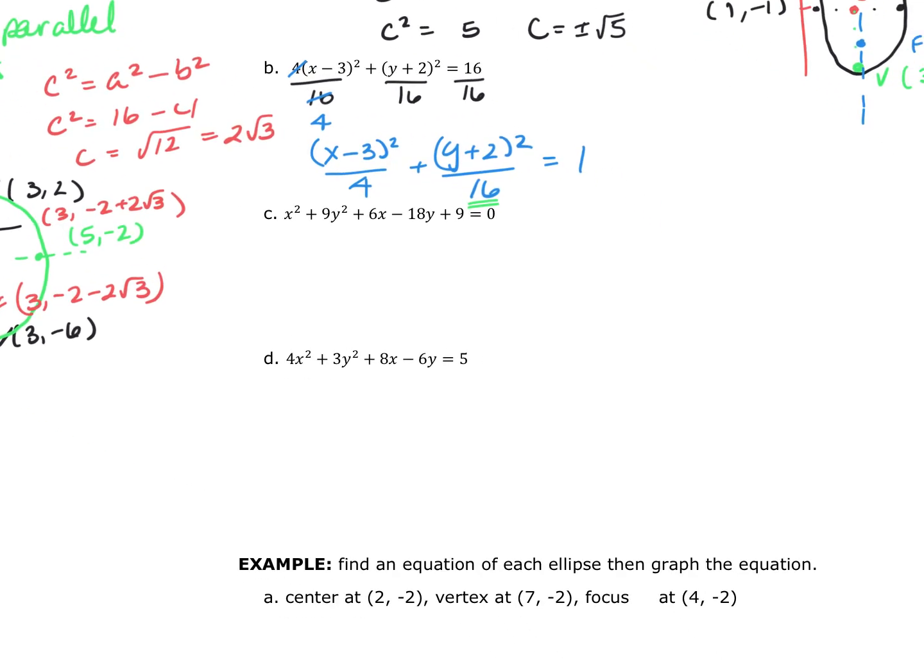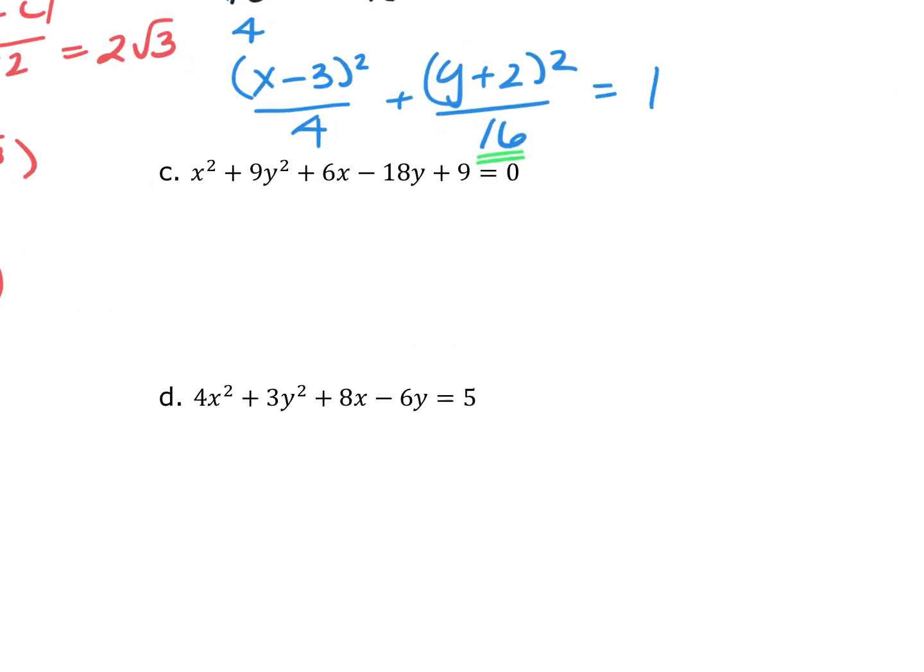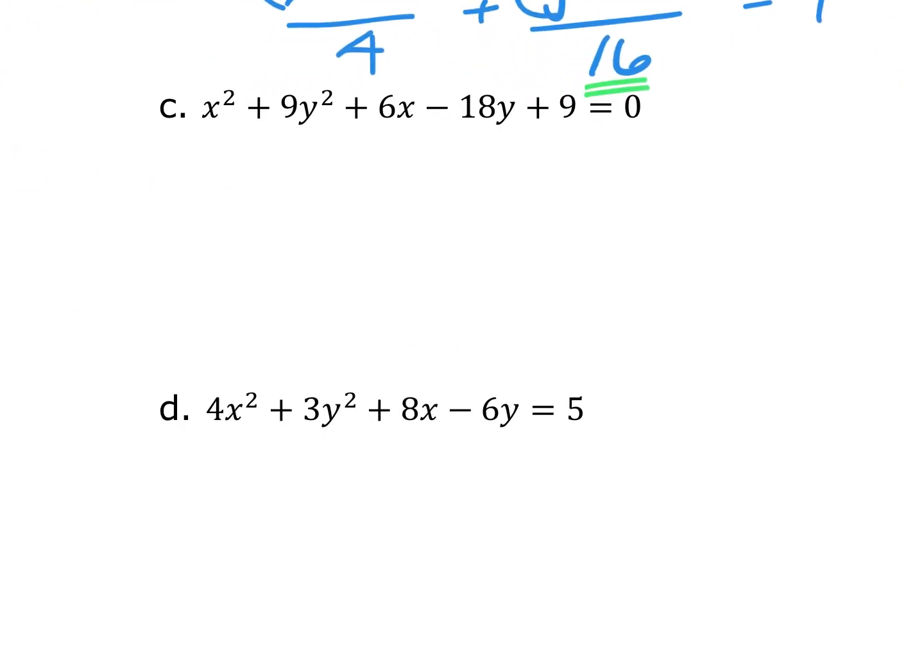Let's take a look at C and D. Neither one of them is really nice because I have to complete the square. So I'm just going to zoom in so I can have more space this way. So the first thing I'm going to do is write this as x squared plus 6x plus 9y squared minus 18y is equal to negative 9. I do x squared plus 6x plus a blank.